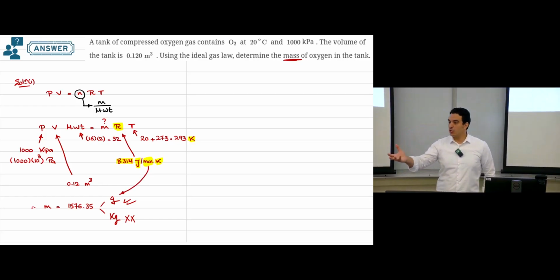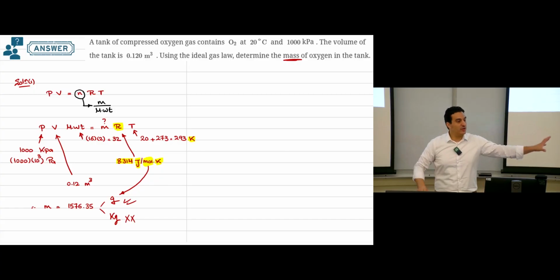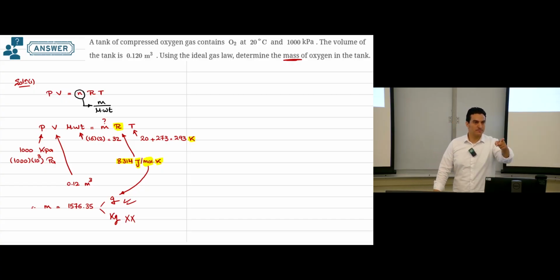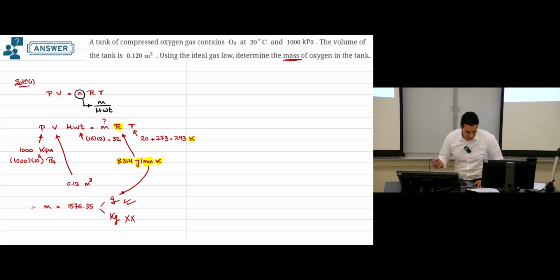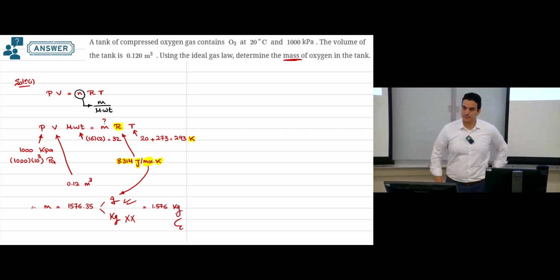If you have a value of R, for example, which is in joule per kilomole Kelvin, then you have kilomole, so the value that you calculated will automatically be in kilograms. Clear? Questions? Okay. So this is the value we have here. We can just divide by 1,000. So this will be 1.576 kilogram, and this is what we need to find at the end.